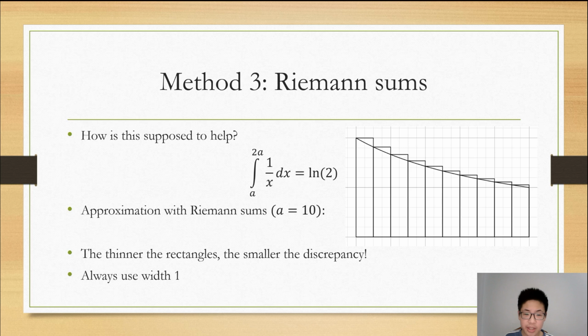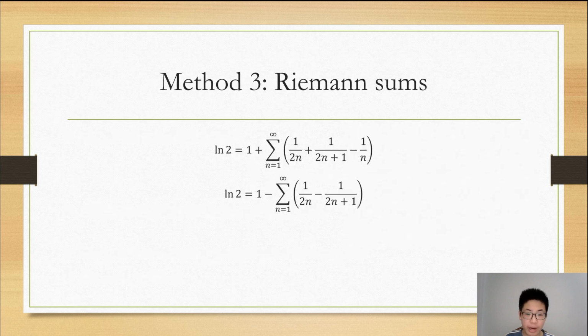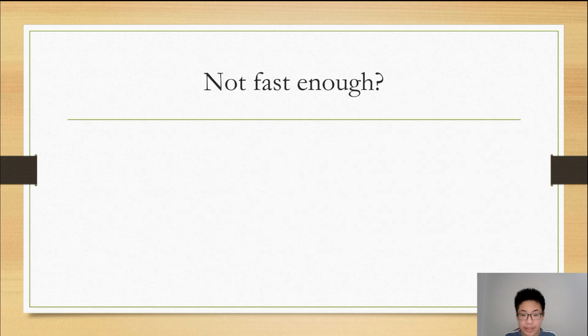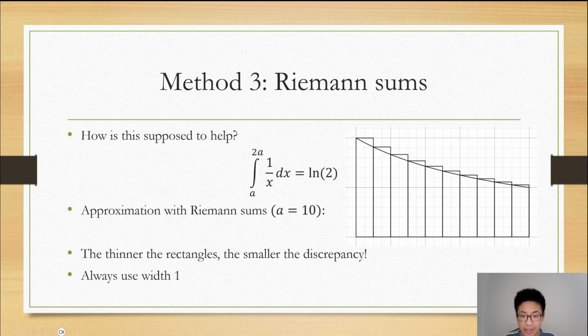You see this integral here, the integral of 1 over x from a to 2a is ln 2. And you can see an approximation of Riemann sums where a is equal to 10. The thinner the rectangles, the smaller the discrepancy. And for this video, we are always going to use width 1. Now, as you can see, summing all the fractions will give you this. So you have 1 over 10, 1 over 11, 1 over 12, 1 over 13, 1 over 14, and so on.